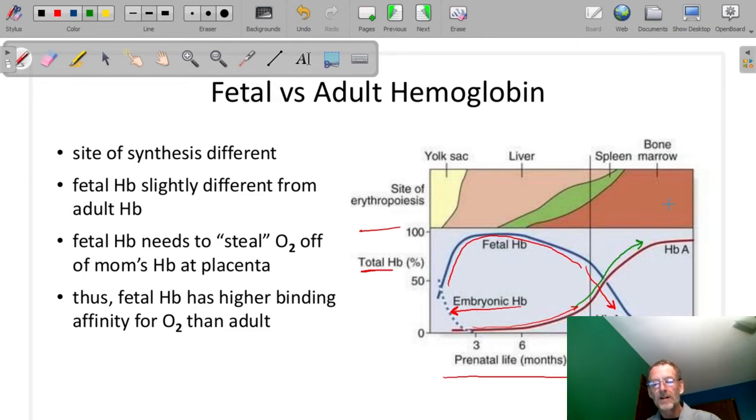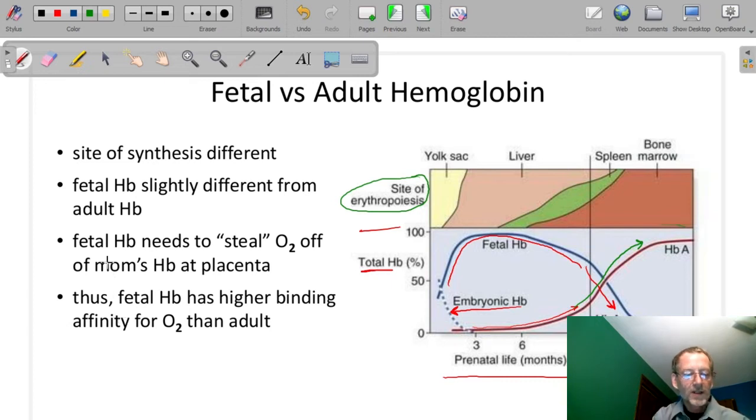The upper half of the figure shows the site of erythropoiesis. So where in the body is the hemoglobin being synthesized? Well, very early on, it's in the yolk sac during the embryo. Later, in early fetal development, it's the liver that forms the red blood cells. The spleen kicks in for a little bit, and then the bone marrow picks up. So in the adults, all of the erythropoiesis is done in the red bone marrow, and that is where the hemoglobin is synthesized.